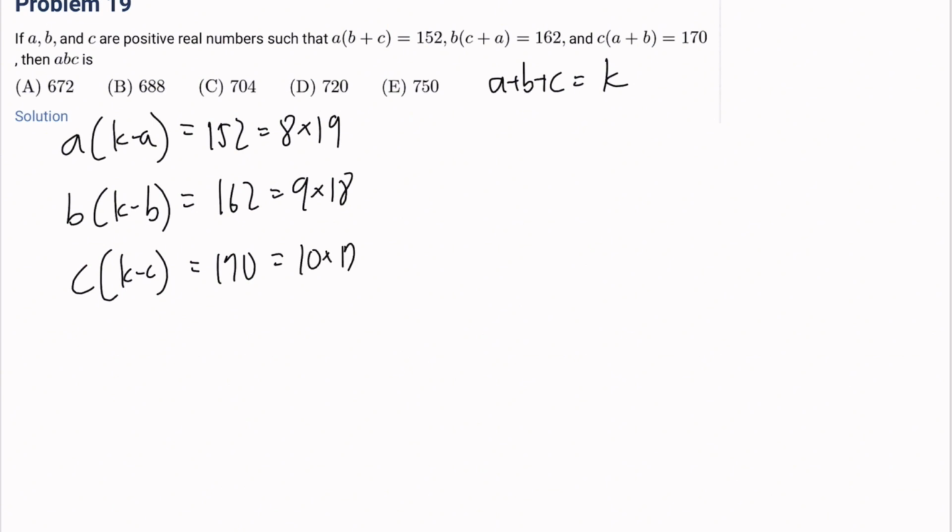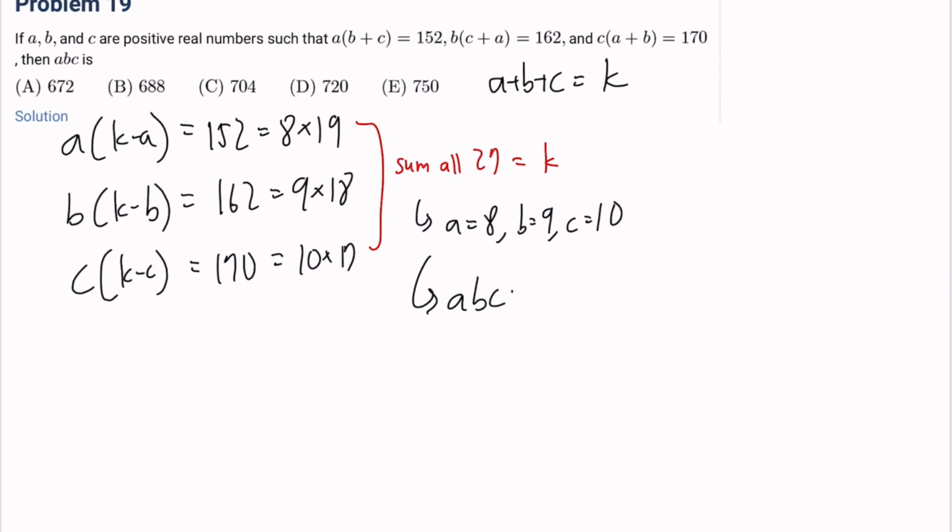So these values are possible for A(K minus A), B(K minus B), and C(K minus C). If you add them all up, the sum is 27 in each case, so 27 equals K. And so A equals 8, B equals 9, and C equals 10. That will make the sum also 27, right? So we want A times B times C, which is 8 times 9 times 10. This equals 720. So the answer is D.